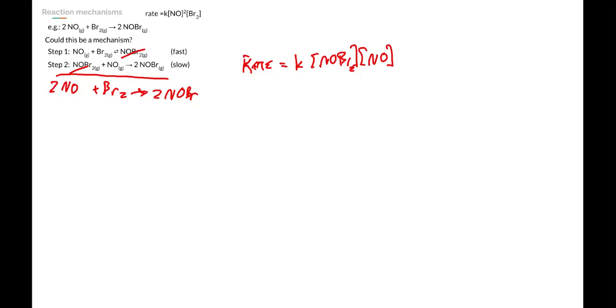The problem is we can't say yes or no if this matches the experimental rate law, because the overall experimental rate law has Br2 in it and does not have NOBr2 in it. So we're going to do a little bit of a trick here.